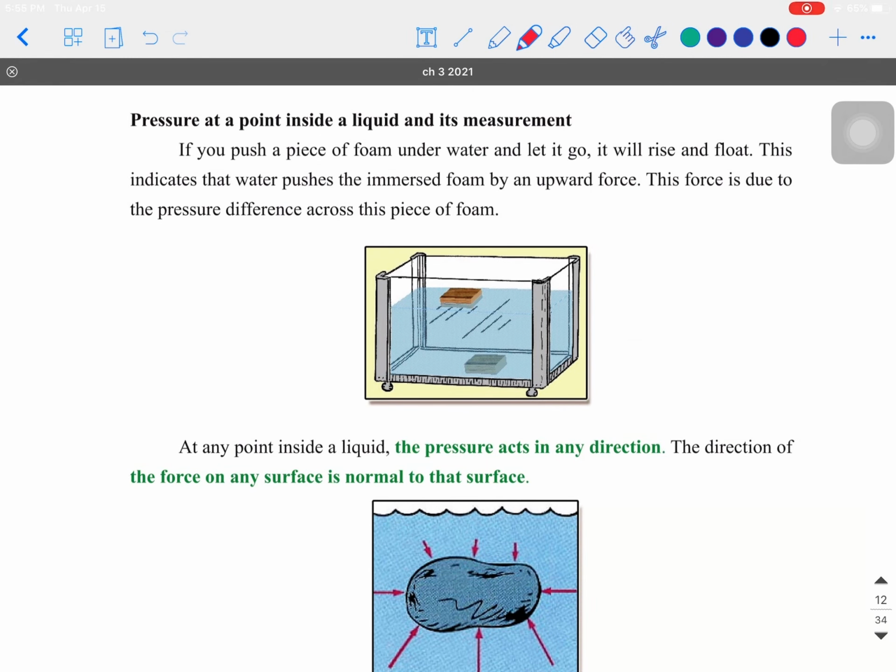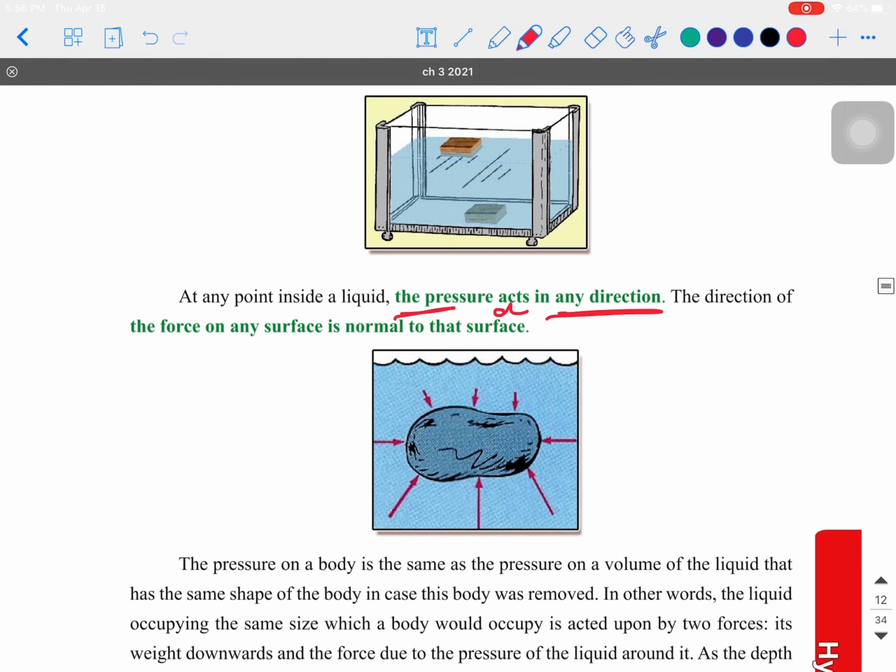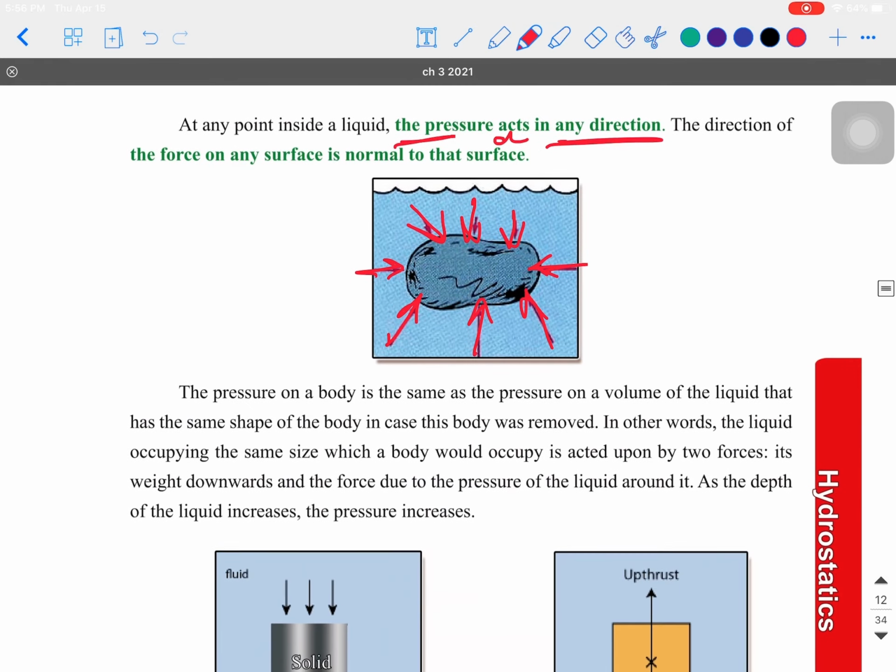Here we go for another part in the hydrostatics, talking about the pressure at a point inside a liquid and how it could be measured. If we take a look, we find that the pressure acts in any direction, in all directions as shown. There is no certain fixed direction, and the pressure on a body is the same as the pressure on a volume of liquid that has the same shape of the body.